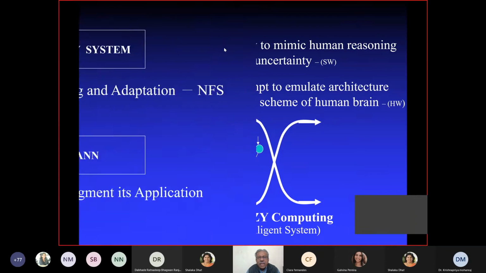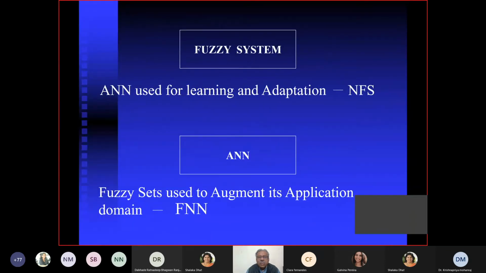Now, when we integrate them, there are two things. In neuro-fuzzy, you have a fuzzy system in the market. You buy it, you don't touch it. You use an artificial neural network for learning the rules and adaptation. In the fuzzy system, if A then B, if C then D, if low then high, etc. You use artificial neural networks to learn this. It's called a neural fuzzy system.